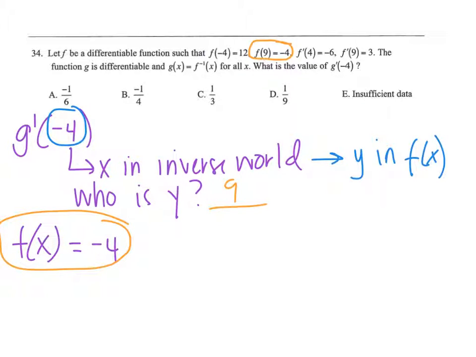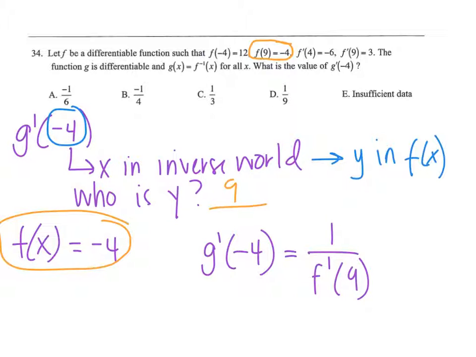Let's try that again. We're looking for g prime of -4. X in inverse world is -4. His partner is 9. Why? Well, because in regular function world, when f of x is -4, y is 9. So g prime of -4 is going to be equal to 1 over f prime of 9.